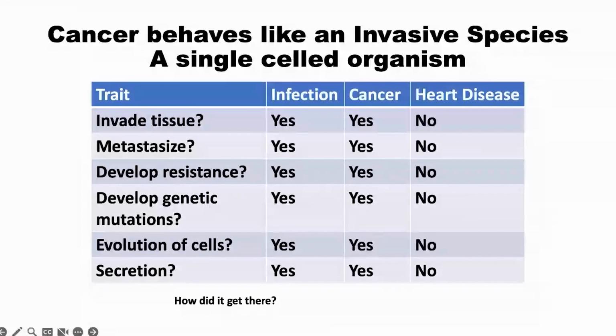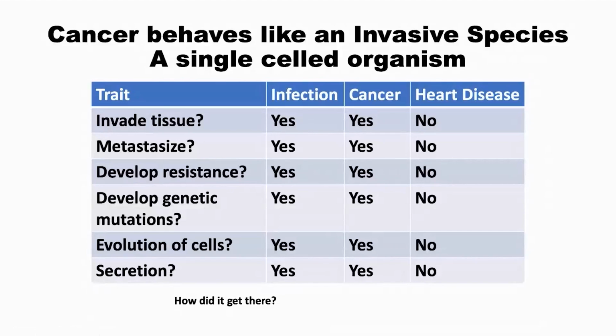Do these cells evolve? Yes. Do they secrete other things? Cancer does, infection does, right? You get the bacterial slime. Cancer, you have all sorts of other things. Whereas heart disease, you don't. It's just the clogged up artery. But it really behaves like a single-celled organism that is now invasive.